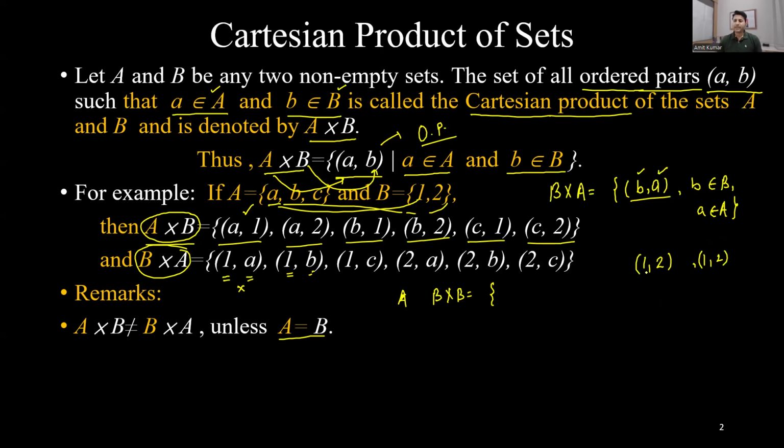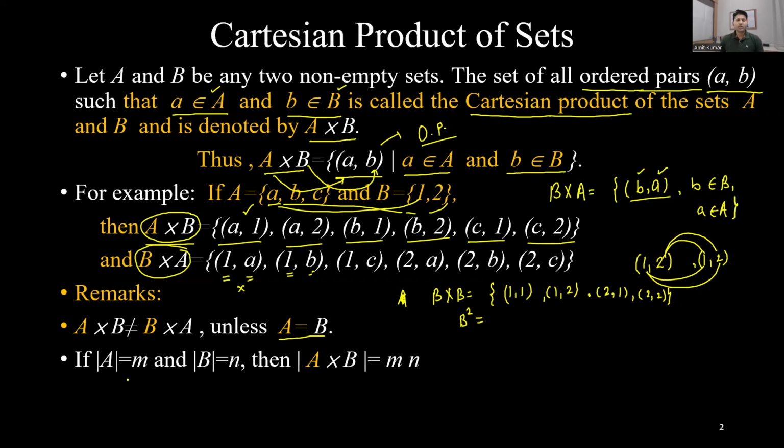So write all the ordered pairs. 1 comma 1 is there, 1 comma 2 is there. Now distribute 2. So 2 comma 1 and 2 comma 2. This is how we can define the Cartesian product from the set B to B itself, also known as B cross B. In the same manner, we can find A cross A. B cross B is sometimes also called B square.